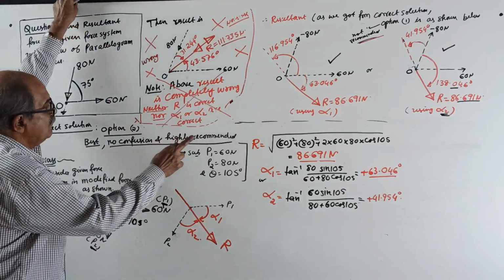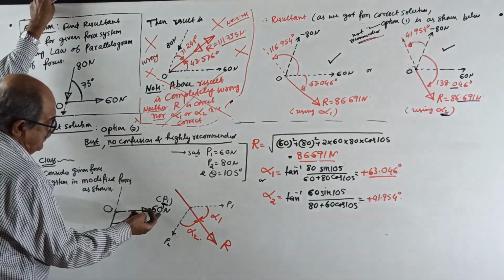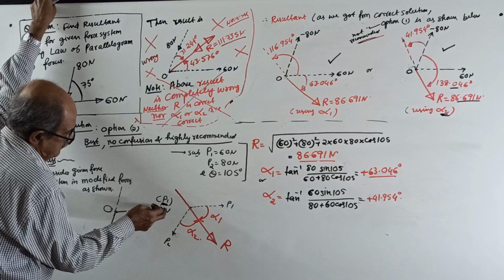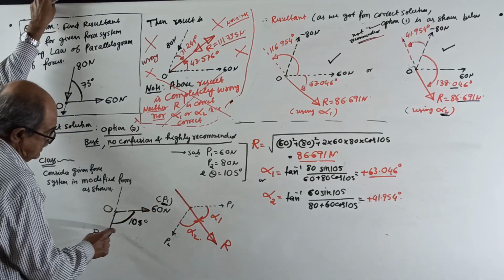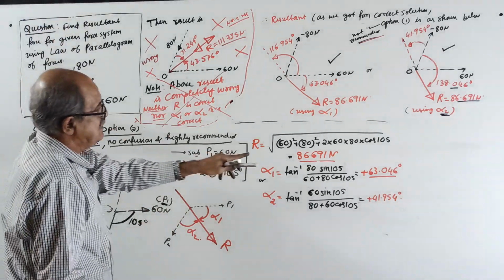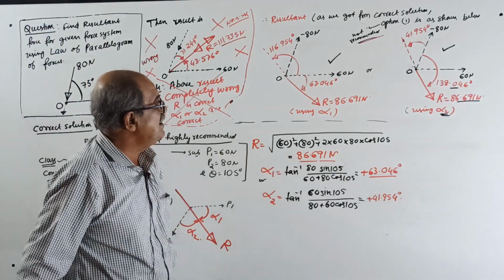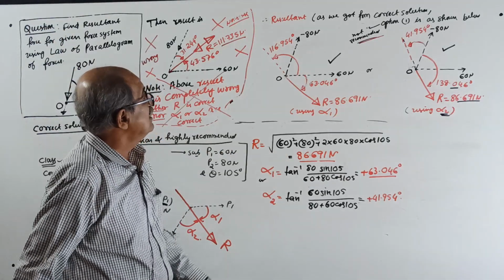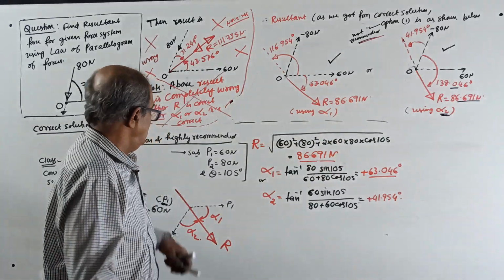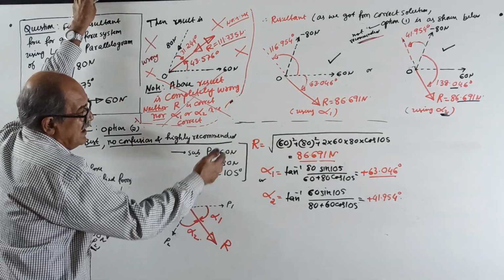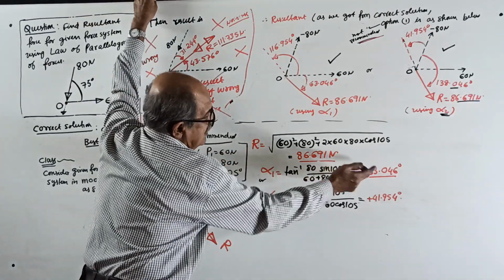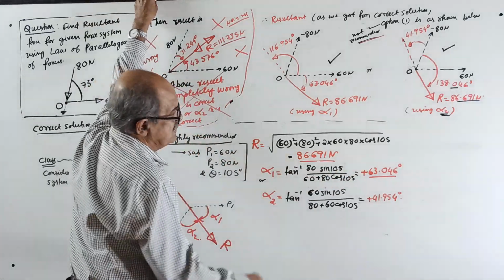Now P1 equal to 60. I will take P1 equal to 60, P2 equal to 80, theta 105. I will substitute and get R as 86.691 Newton. And if I calculate angle alpha 1, I have told you so many times, so I won't explain. Substitute in the formula, and 63.046 comes.